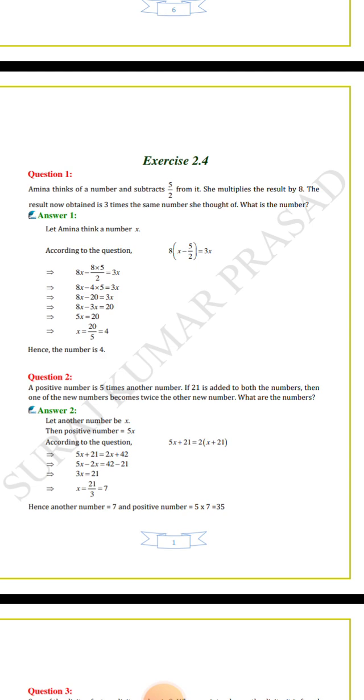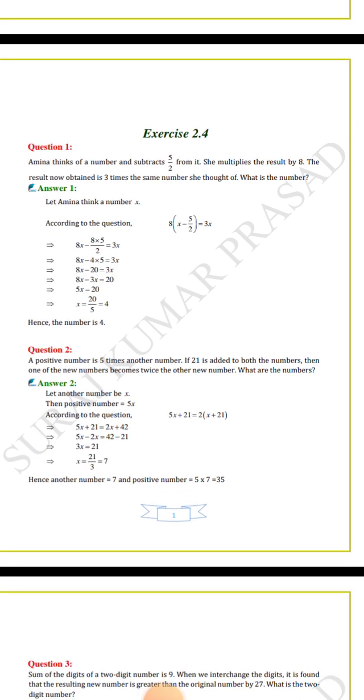If we send 5 to the RHS, we can get x is equal to 20 by 5. If we cancel, we can get the x value as 4. So the number which was thought by Amina is 4.